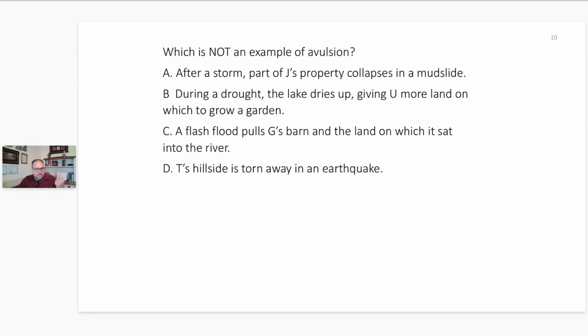After a storm, boom, I know that's one. During a drought, the lake dries up. And I say to myself, nope, that's reliction. Flash flood, boom, hillside is torn away. Earthquake, boom. All natural disasters. Land is suddenly torn away through these natural disasters, but a lake that's dried up is reliction. So answer B. And you guys got that.